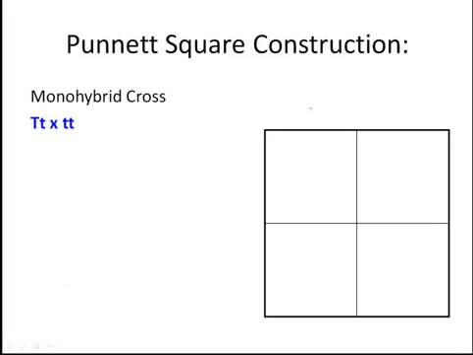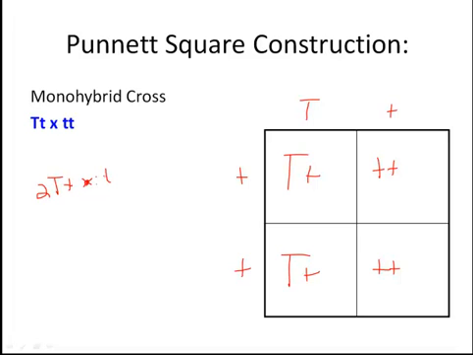So let's say we're going to cross big T, little t with little t, little t. Remember, you take one of the parents and put them across the top, and you put the other parent down the side, and you get big T, little t, little t, little t, big T, little t, little t, little t. So if we were to do our phenotype and genotype ratios, our genotype ratio would be 2 big T, little t, colon, 2 little t, little t. Our phenotype ratio would be 2 tall, because big T are tall, to 2 short.